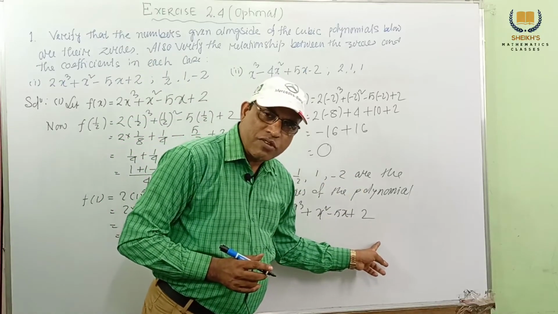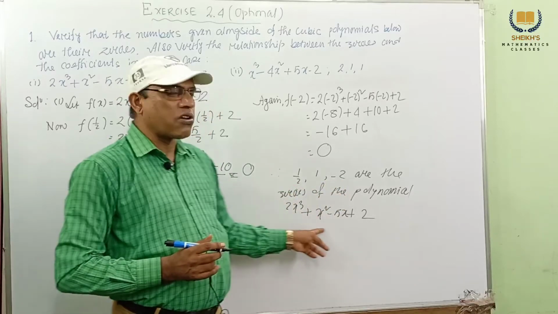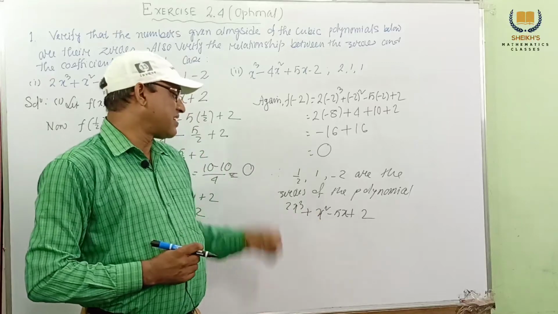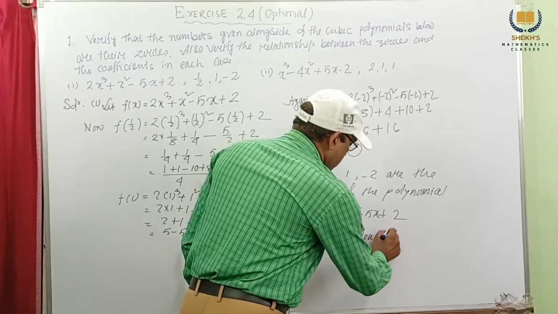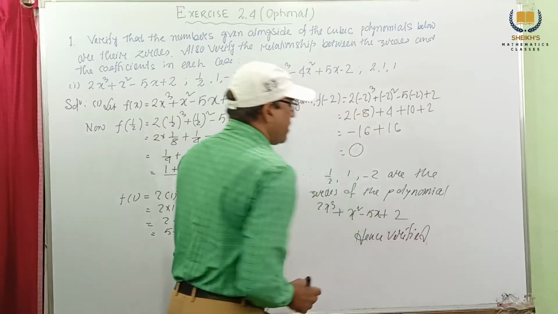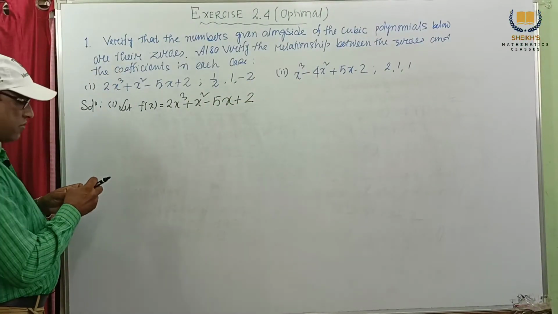Why are these called zeros of the polynomial? Because when you put these values in this polynomial, all the answers are 0. So these are the zeros of the polynomial. Hence verified. This is the verification. Now find the relation between zeros and coefficients.